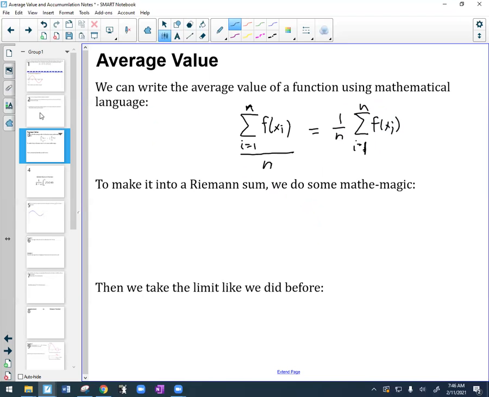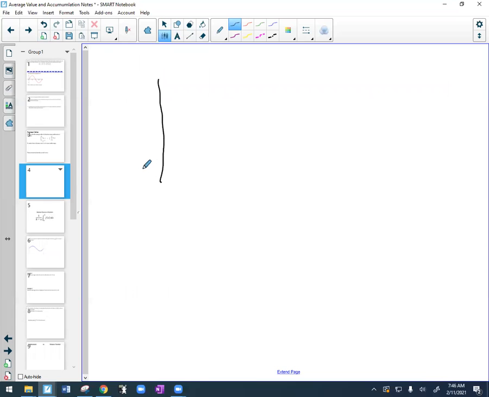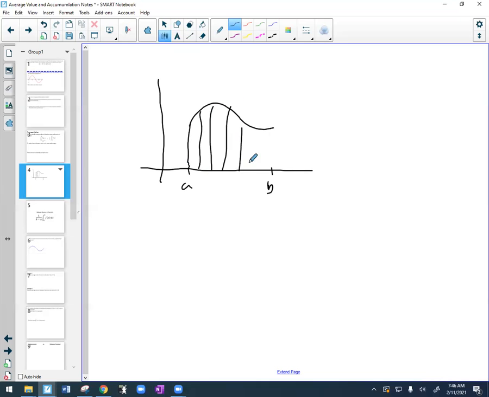I want you guys to remember two things. One, if I have a function, from a to b, and it looks like whatever. Like we often divided this thing up into a bunch of rectangles like this, right? And then to figure out this distance, which we often call delta x, you take the difference between a and b and you divide by the number of rectangles you divided up into.